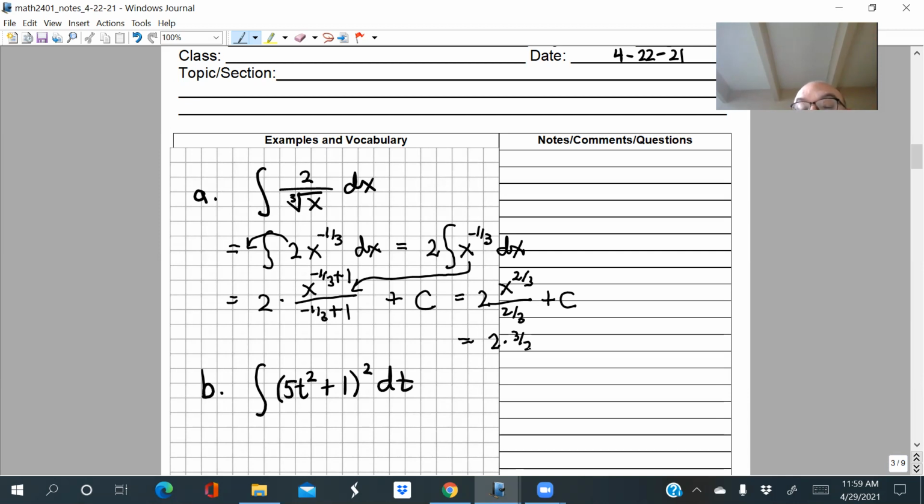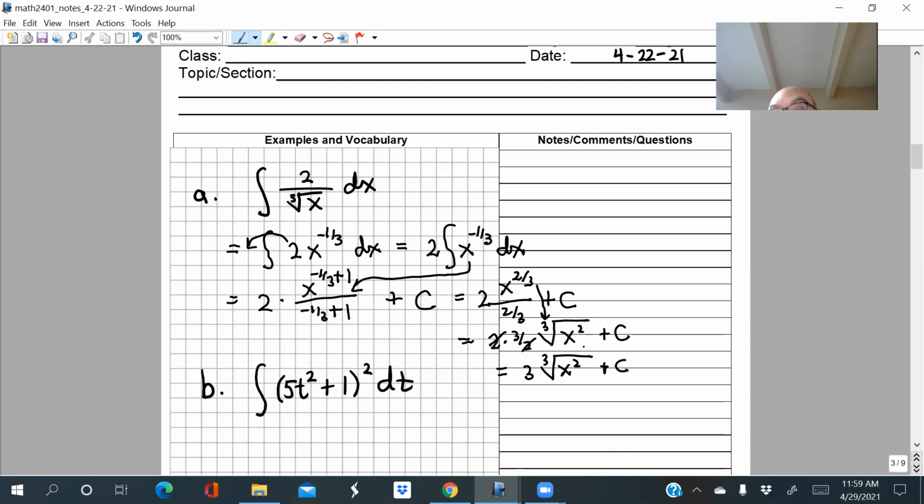So you have 2 times 3/2, and then x to the 2/3 power, we can convert that back to a radical. That's going to be the cube root of x squared. The 3 tells us that we have a cube root, right? And the 2 just stays as an exponent. Plus a constant. Here the 2's will divide out. So we end up with what? 3 times the cube root of x squared plus a constant. So there is our antiderivative.